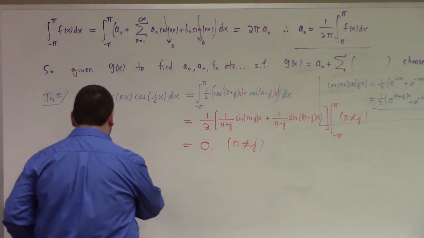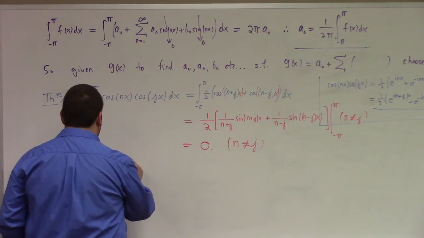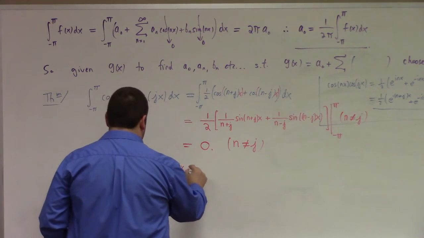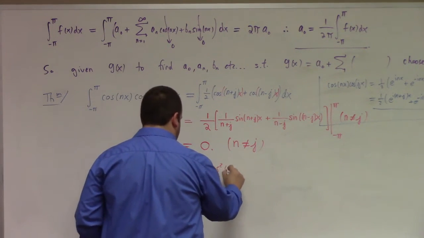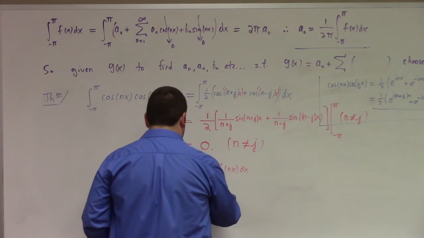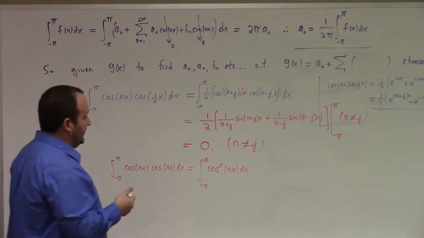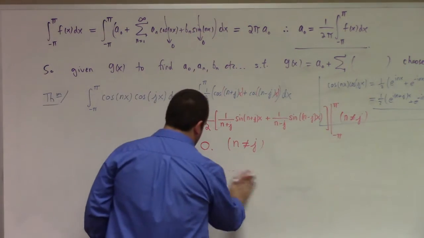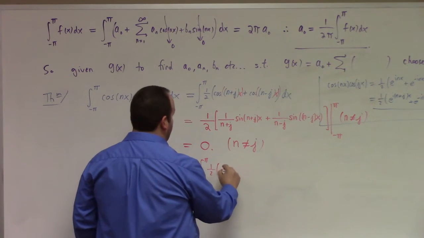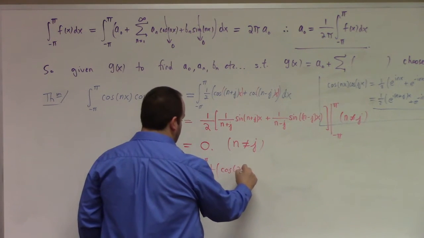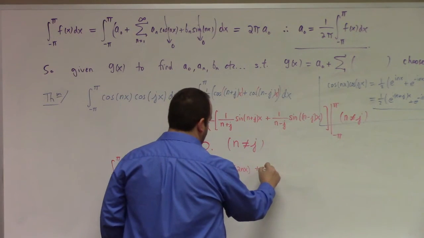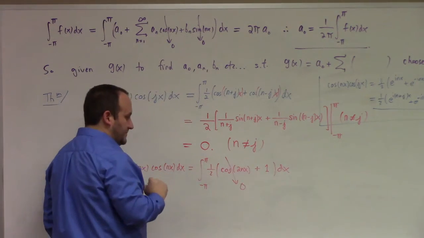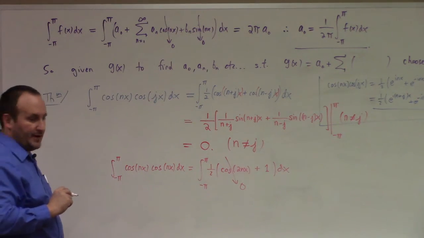Let's see here. What happens when we have, on the other hand, the integral from minus pi to pi of cosine nx times cosine nx? We get cosine squared nx, right? Of course, I could use the identity again and just make my life easier. So it's 1/2 of cosine of 2nx plus 1. This integrates to 0, and that integrates to what? Pi, right?